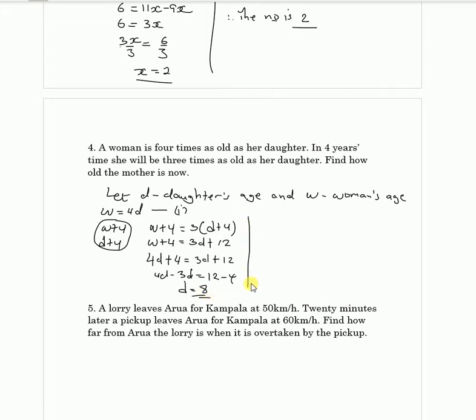And now after getting the age of the daughter, we have from equation 1 that the woman is 4 times D, which is 4 times 8. And this is equal to 32. We now conclude and say therefore the mother is 32 years old. Now you should write that conclusion. I'm not writing it. You have got it.